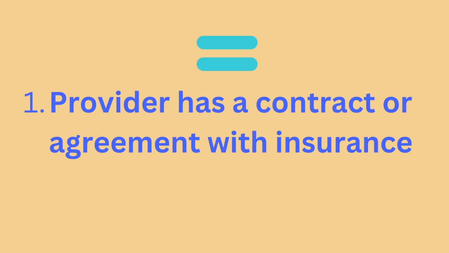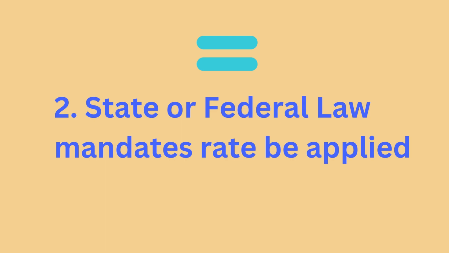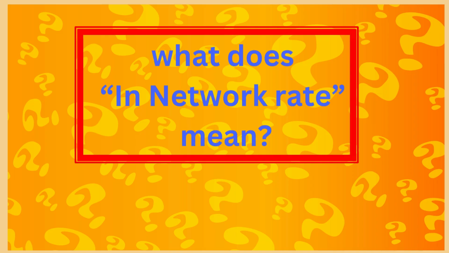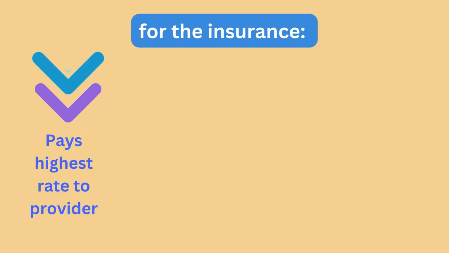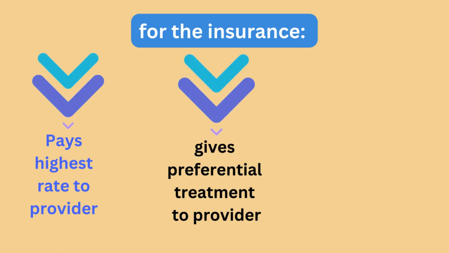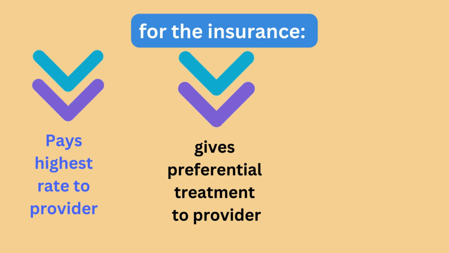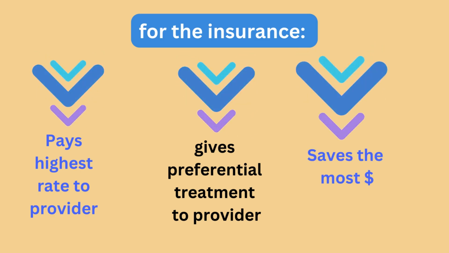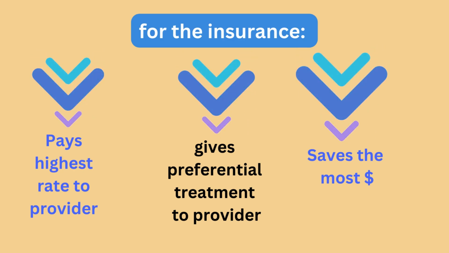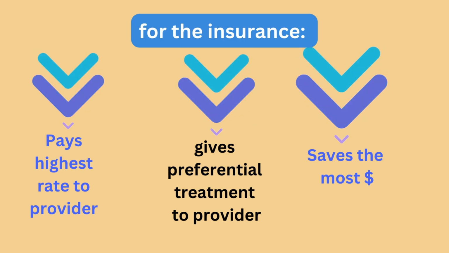It means two things. Either the provider has a direct contract or agreement with your insurance, or a state or federal law forces your insurance to apply that rate for an out-of-network provider. So what does in-network mean? Because of that direct contract between the provider and your insurance, it must pay the highest rate. In exchange, it gives preferential treatment, for example, expedited authorizations or expedited payments. This also allows the insurance to save the most amount of money.